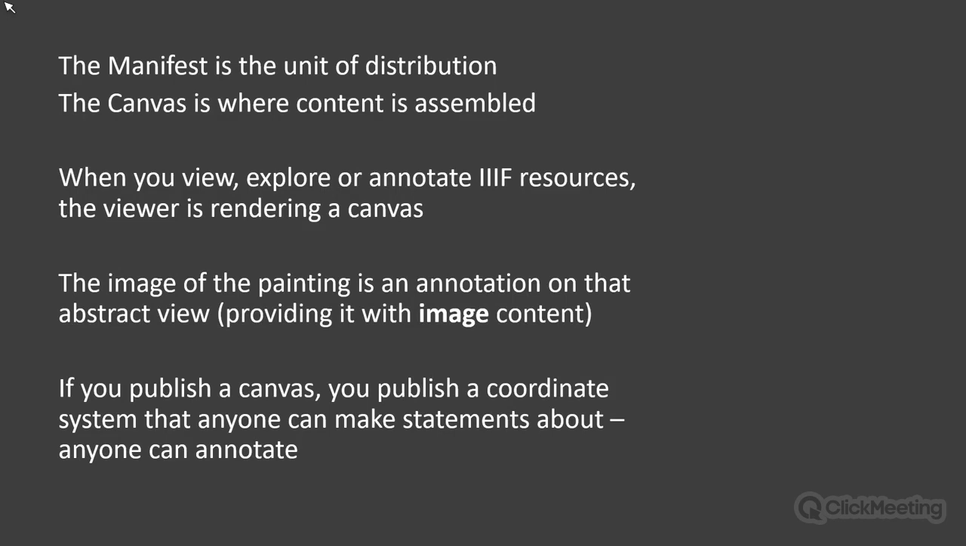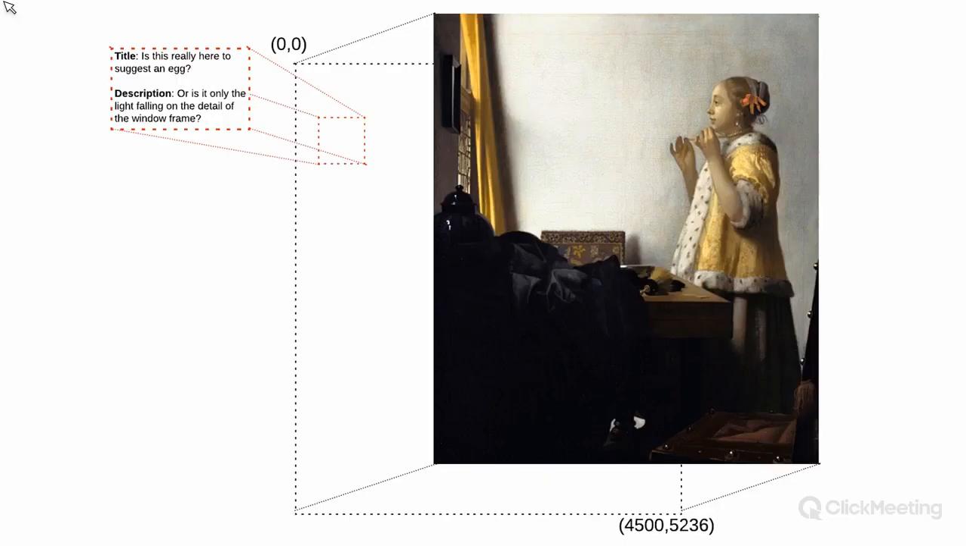And that manifest would contain a sequence of canvases, and the canvas is for content assembly. So when you're interacting with a IIIF resource, when you're viewing and zooming into it, or you're annotating it, a viewer is rendering a canvas to you. So by publishing canvases, if you're the Wellcome Library or the British Library, you're publishing tens or actually hundreds of millions of canvases for your IIIF content, and you're publishing coordinate systems to the web for you and others to make statements about that object.